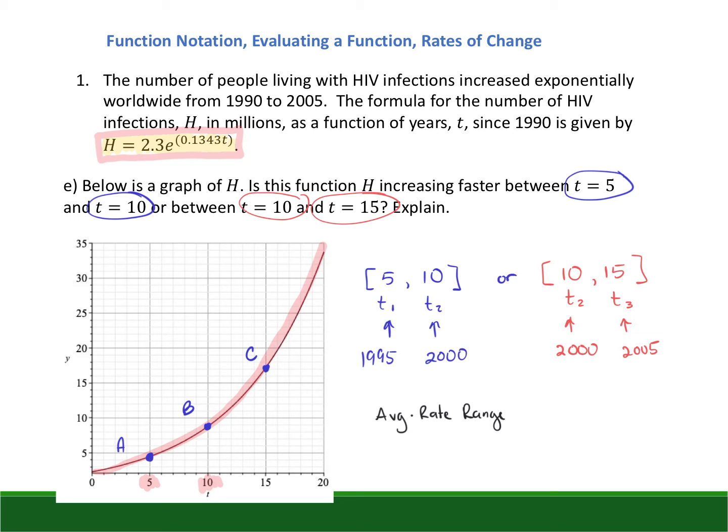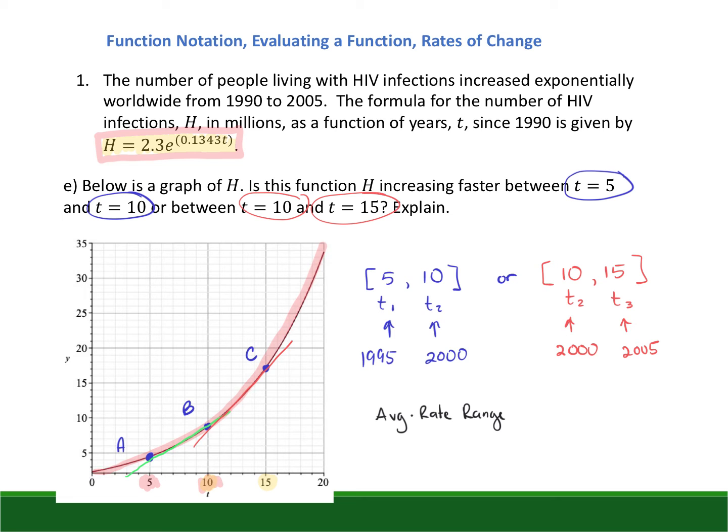Let me use my pen. If I connect points A and B, you can see the steepness of that line. It's pretty steep, so the function is increasing relatively fast. The number of HIV infections is increasing at a certain rate between 1995 and 2000. But if I compare that to 2000 and 2005, I'll use a red line here. If I connect point B and point C, hopefully you can see that visually the function is increasing much faster between points B and C. Over the interval where t is 10 and 15 years, the red line is a lot steeper than the green line.